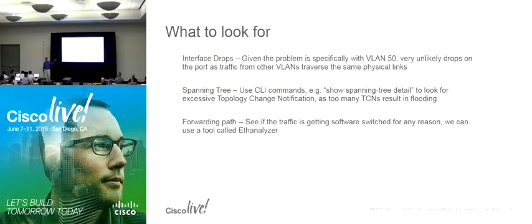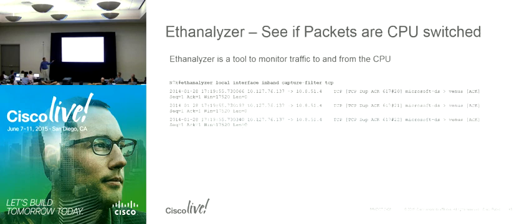Now, how did we reach this conclusion? We reached this conclusion by asking the right question, narrowing down the problem to the pair of Nexus, ruling out interface drops, ruling out spanning tree, and then finally, let's see if it's getting software switched. How would you do that? ETH Analyzer, like Jane was telling, right?